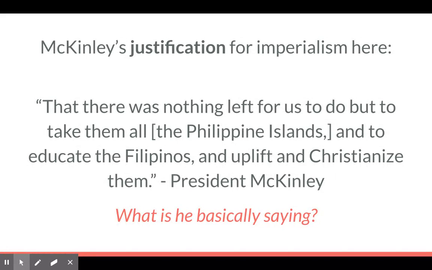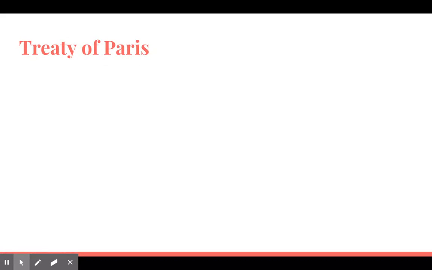But yes, this is a justification. This is what people thought. This is what people still think, that it is our duty to help other cultures. But the way we're helping sometimes gets a little messy. And in this case, McKinley is trying to tell the American people it's our duty as the stronger nation to help out, educate, uplift this group of people. Now, if they want to be helped, that's one thing. But you'll see later, the Filipinos do not want to be helped.